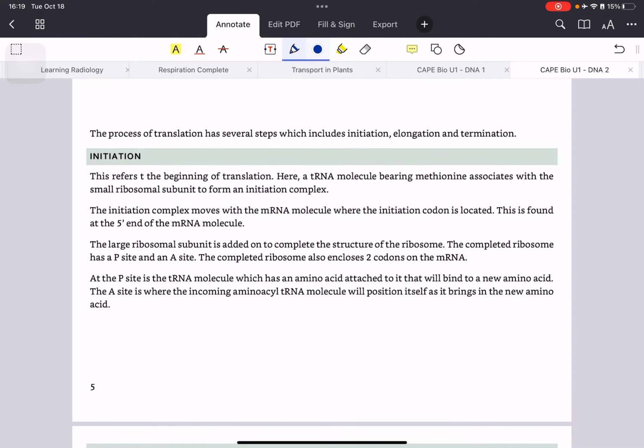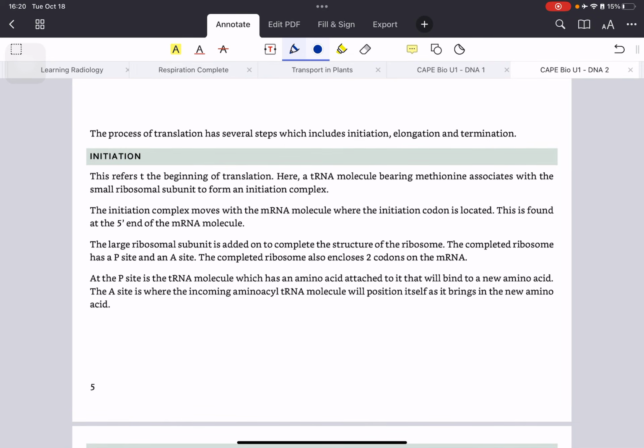Okay, so initiation now. This is the beginning. The tRNA molecule always has the start codon AUG, or methionine, right? It associates with a small ribosome, and that forms an initiation complex. Big term, but it just means we're going to start there. That's what the initiation complex means. And the initiation complex is going to move along the RNA molecule in a 5' direction, and the large ribosomal unit will now be added on to complete the structure of the ribosome.